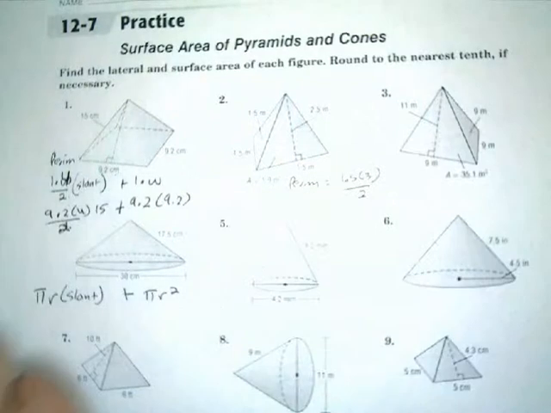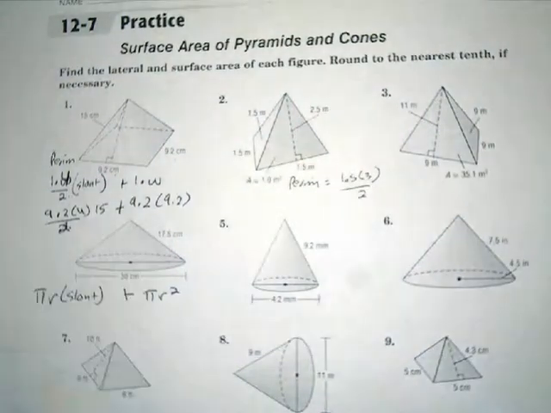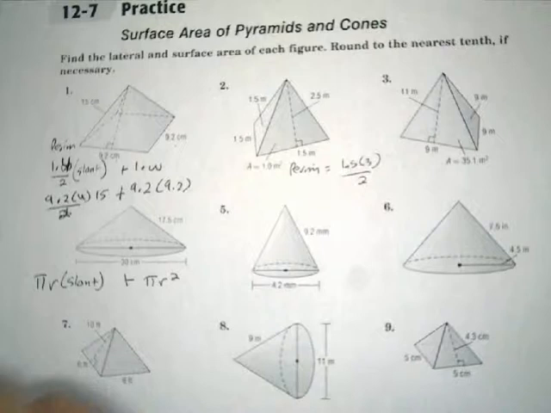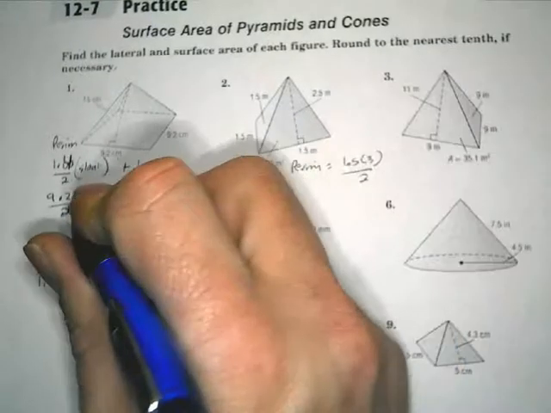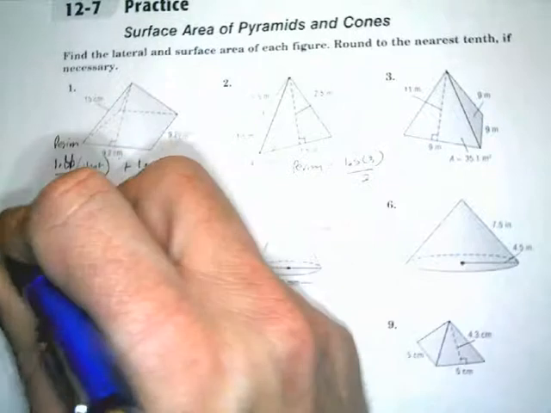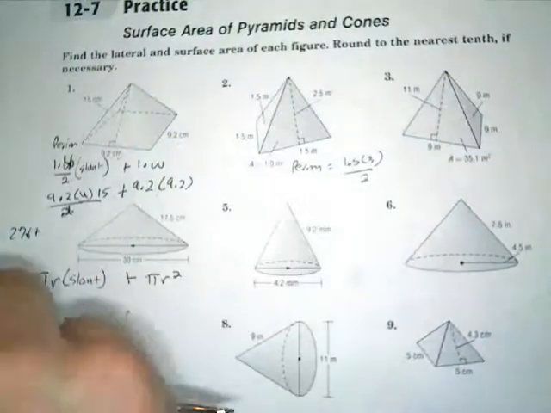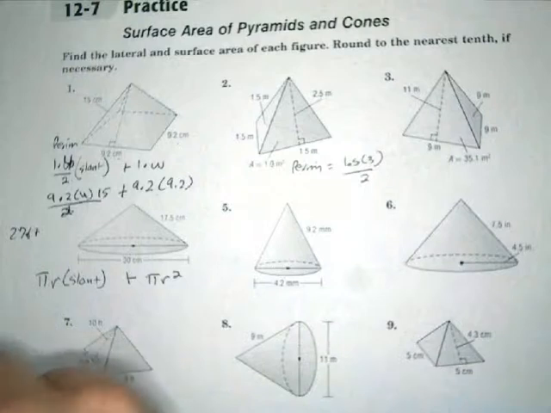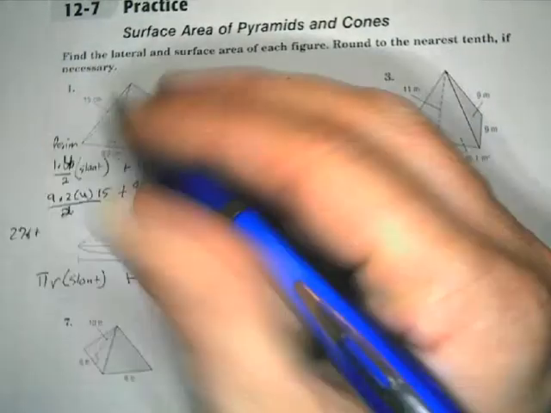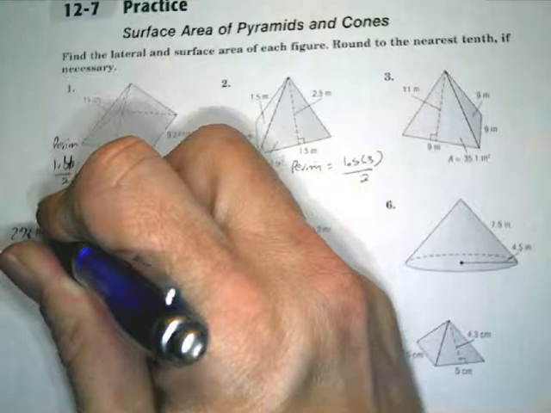When we're working this out, we're going to take 9.2 times 4 times our overall slant height of 15 and divide that by 2, and we'll get 276. We're going to add that to 9.2 times 9.2. We multiply those out, we'll get 84.64.